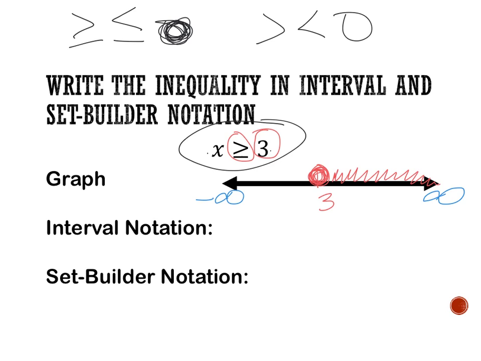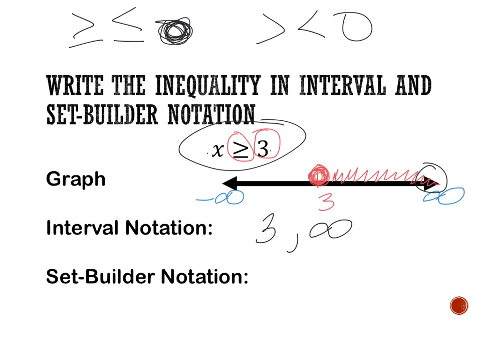Alright, so I've got my graph, and I always do my graph first because that's the easiest way to do interval notation. Interval notation is always start point, comma, stop point. So, where does my shading start? It starts at 3, and it goes all the way over to this arrow, and that is my positive infinity.